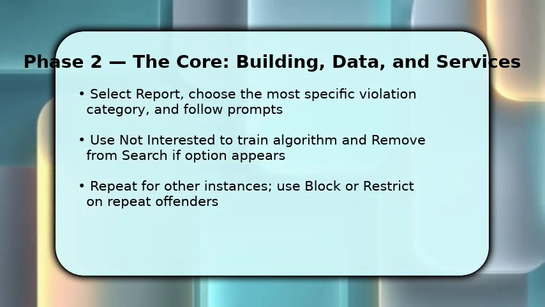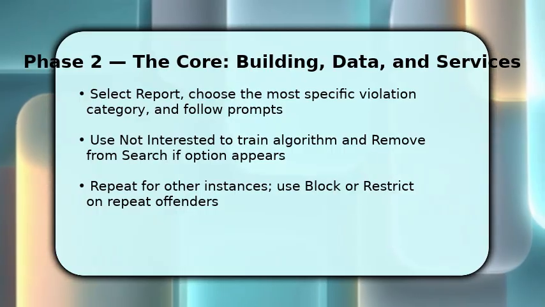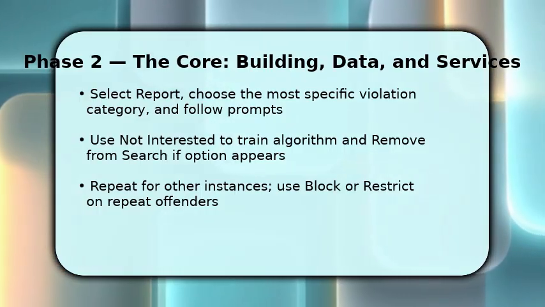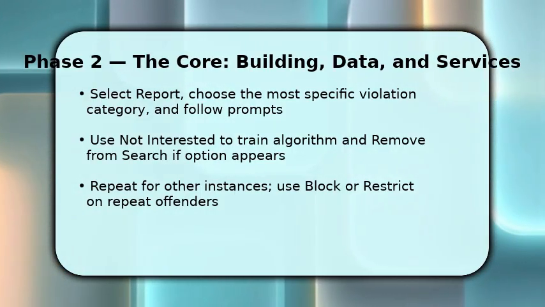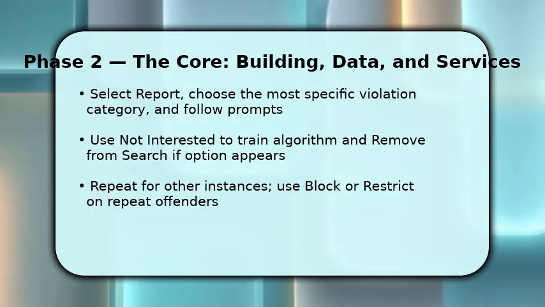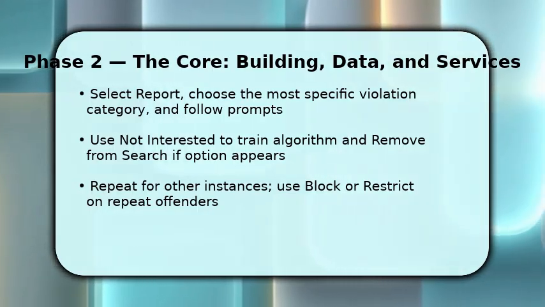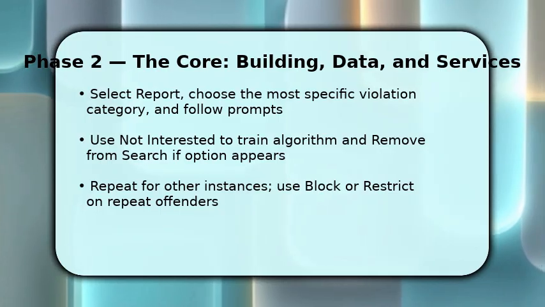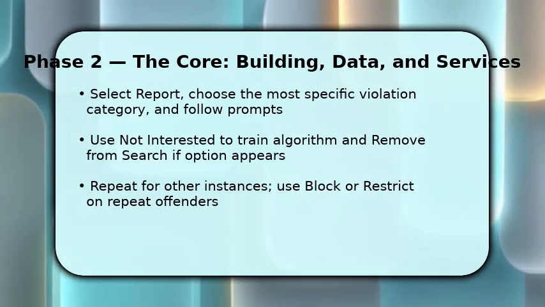Now you execute the core actions. Select report, then pick the most specific violation category, for example, harassment, nudity, or misinformation, and complete all prompts. Once done, make sure to also tap not interested to teach Instagram's algorithm to stop showing similar videos.